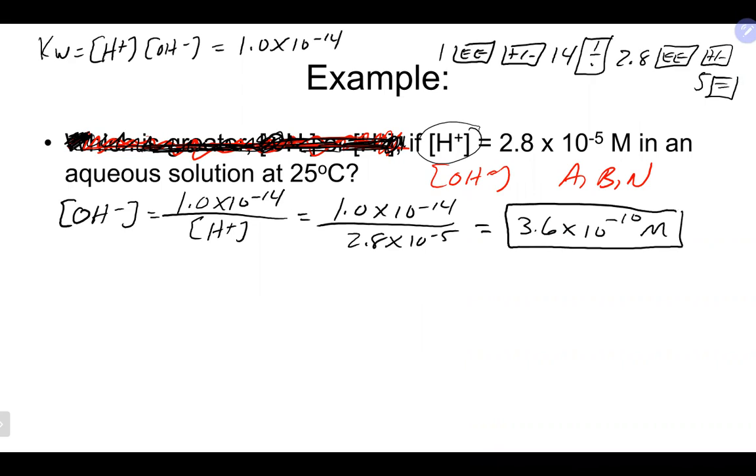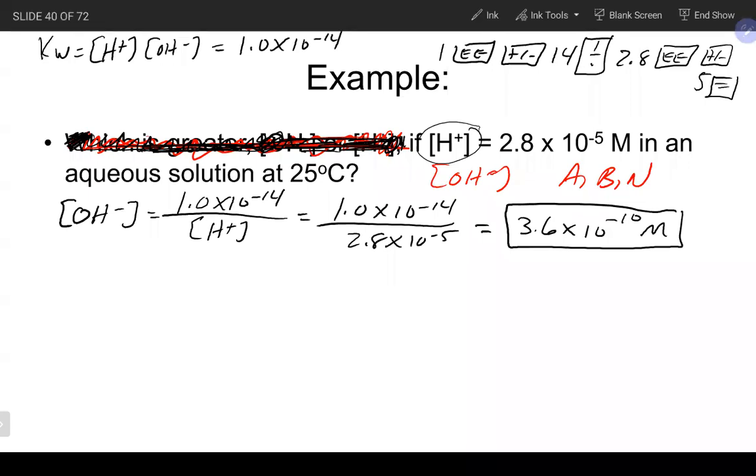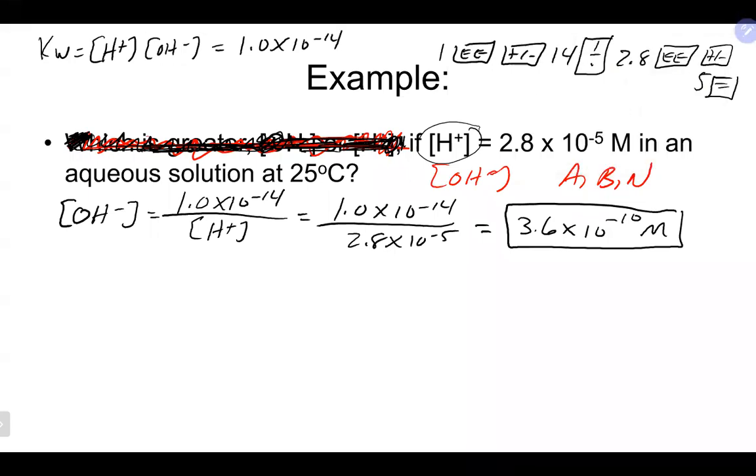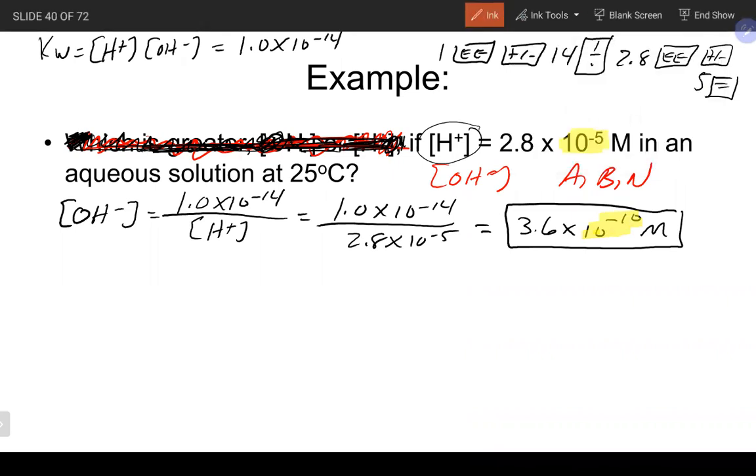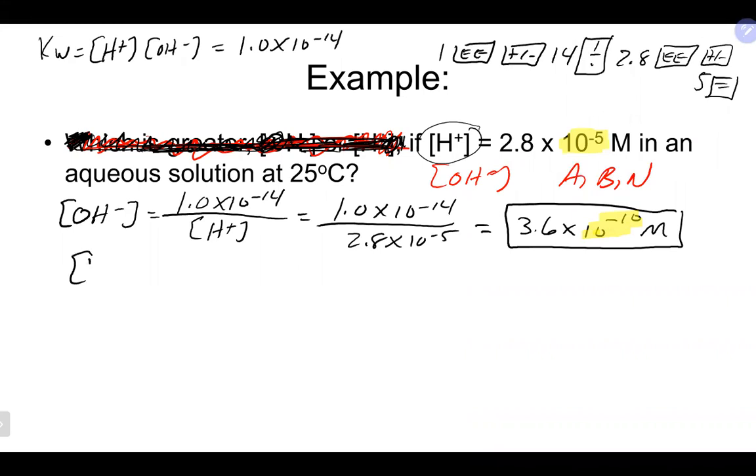That means that this would be acidic, basic, or neutral in this case. Really all you have to do is look at the last part of each of these. The H plus is to the minus 5. The OH minus is to the minus 10. So to the minus 5 is a much larger number. In this case, the H plus concentration is greater than the OH minus concentration, which means this should be acidic.